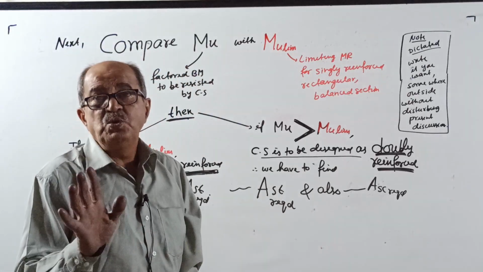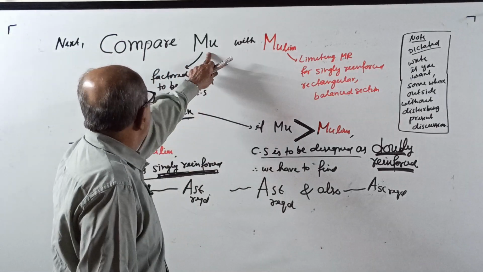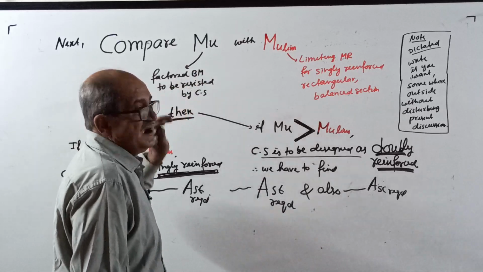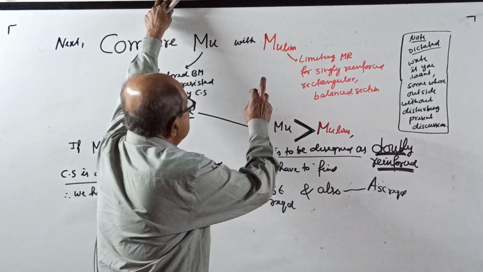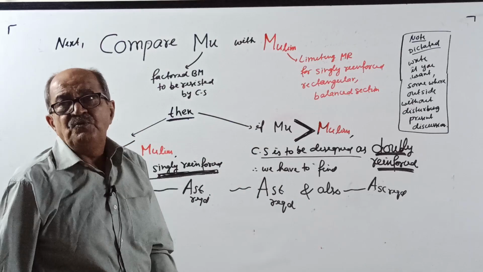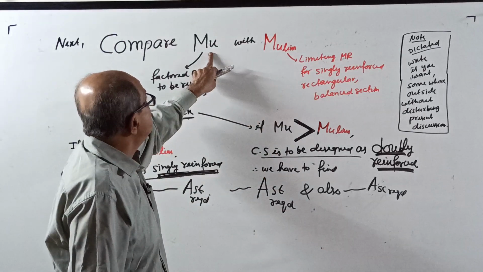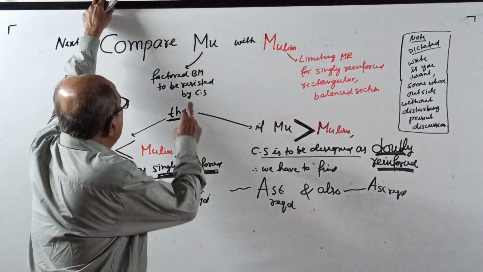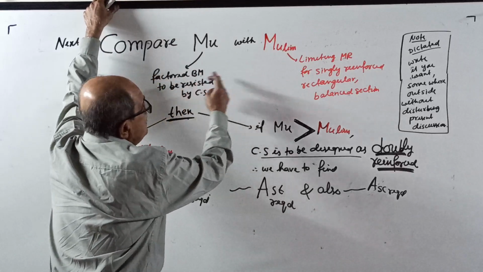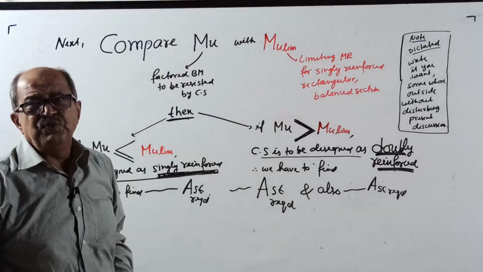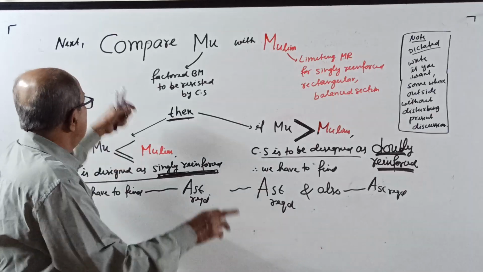I just told you Mu is the factored bending moment to be resisted, already known. And I told you just now, find Mu limit. So now Mu is known, Mu limit is known. What is Mu? What is Mu limit? I wrote it here. I already told you four or five times. See it there.